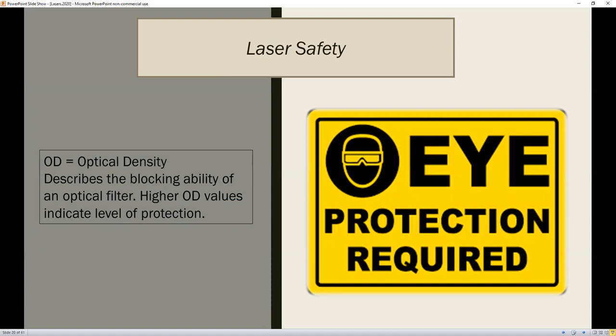So before you get started, you need to know about the safety. Optical density is how well protected our eyes are from the light while wearing safety glasses. Have you ever bought a pair of sunglasses without UV protection? They usually look great, but they don't give you a lot of eye protection. So you need to make sure that the eye protection that you're wearing will protect your eyes from laser damage.